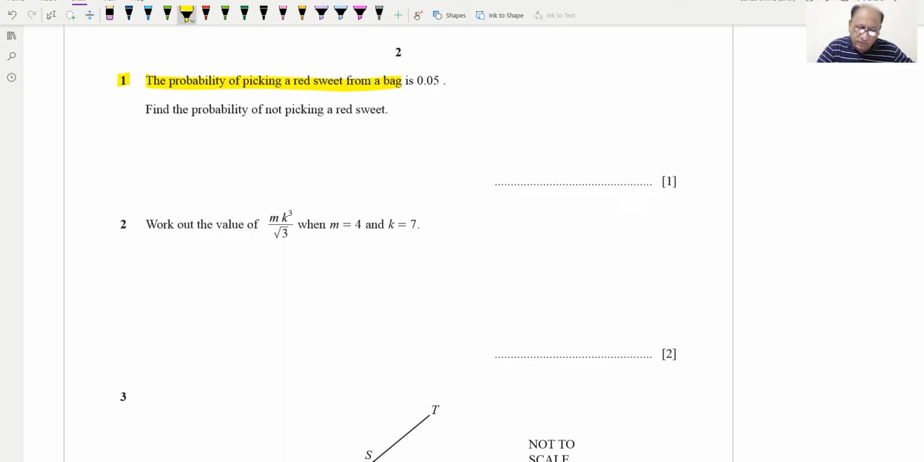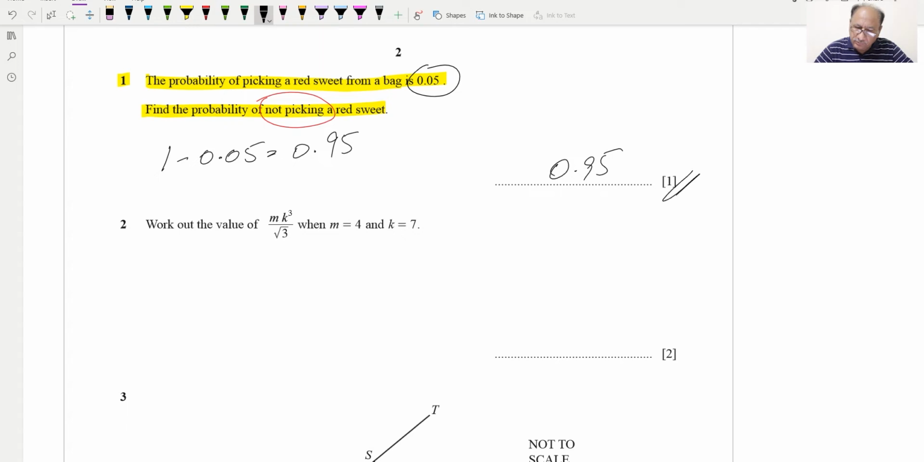of picking a red sweet from a bag is 0.05. Find the probability of not picking a red sweet. So not picking will be 1, where 1 is the total probability, so 1 minus whatever it is for picking, so that will be 0.05, and this will be equal to 0.95. 0.95 will be the answer for this probability, which is for not picking. Hopefully you understood this. So the answer will be 0.95, and this will be for 1 mark.